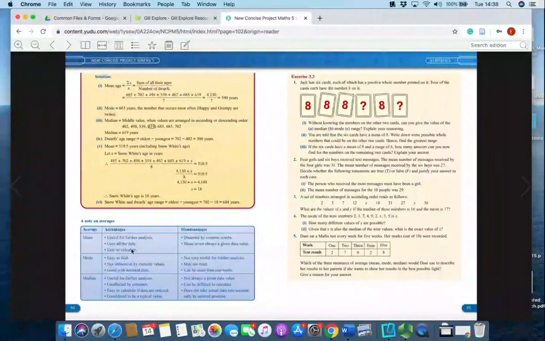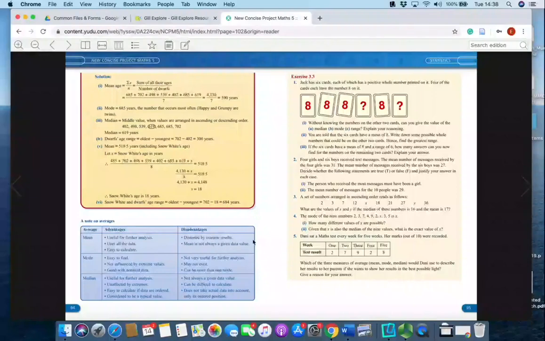So when do you use which one? Well, it's all summarized in this table. The advantages of the mean: it's very useful for further analysis. It's always good to get the average. It uses all of your data. We include every single data point in it, and it's easy to calculate. The disadvantage of a mean is it's distorted by extreme results. So where your data tails off either low or high, your mean will be pulled up or down in that direction.